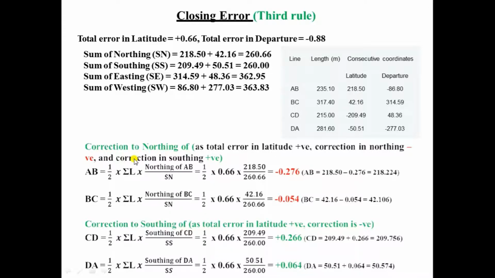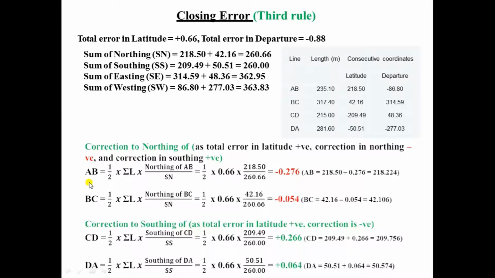Now we are applying the correction for northing. We have only two lines with a northing component: AB and BC. So we only apply the correction for those two lines. We do not have to apply the correction to all lines, because CD and DA do not have any northing component. They have a southing component, so we apply the correction for southing.